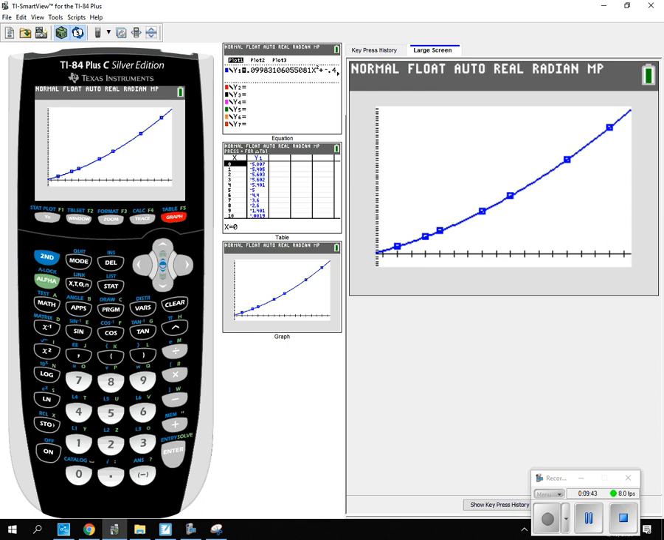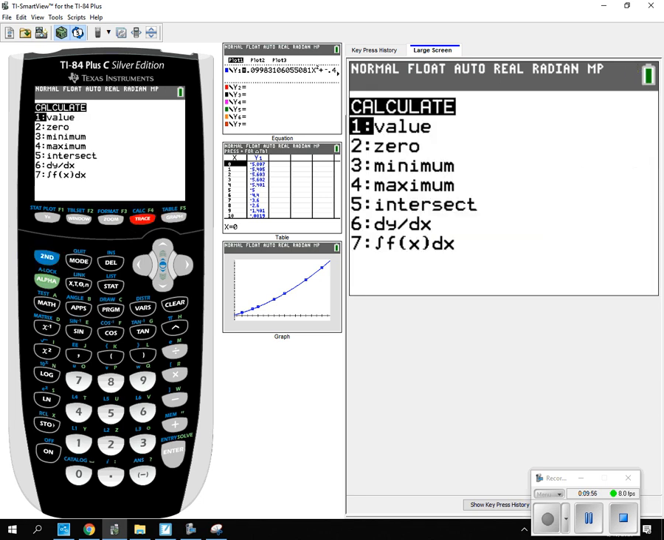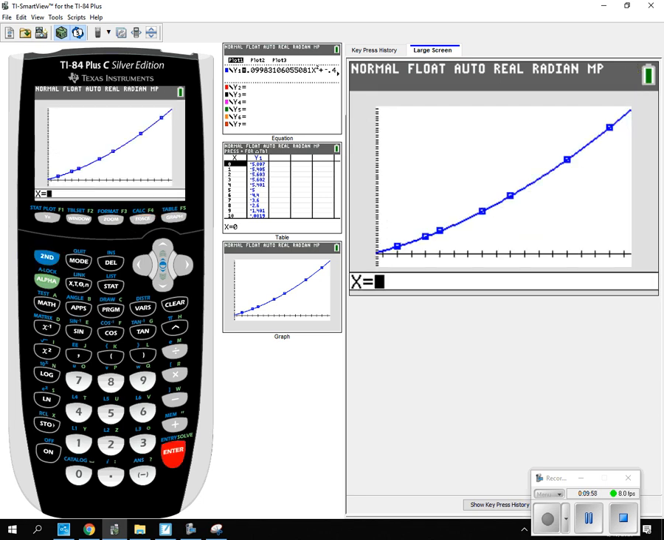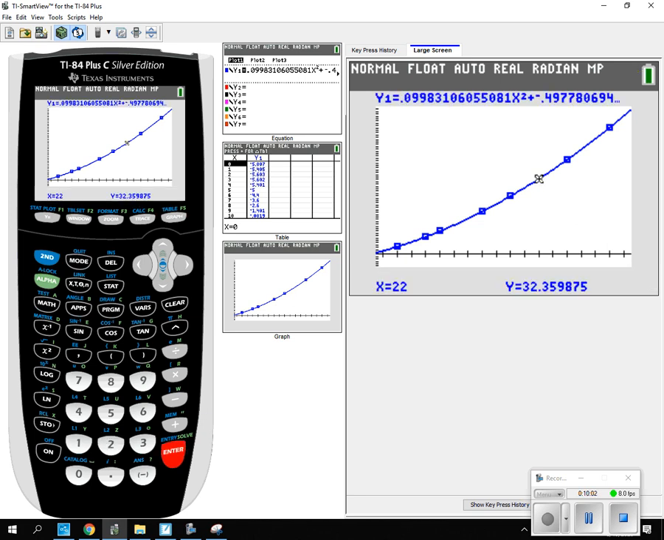Now, it does ask me a question. It says, how much weight can be supported with a 22-inch thick piece of ice? So I want to go to calculate a value, and the value I want is at 22, and hit enter. And so it can support 32.3536 if you want to round to the nearest hundredth, pounds.